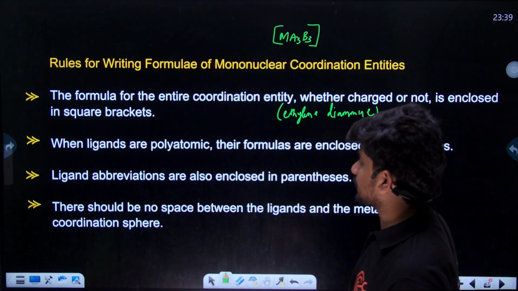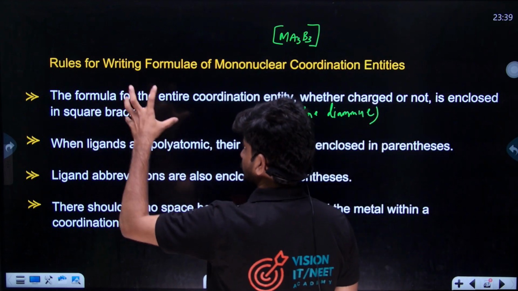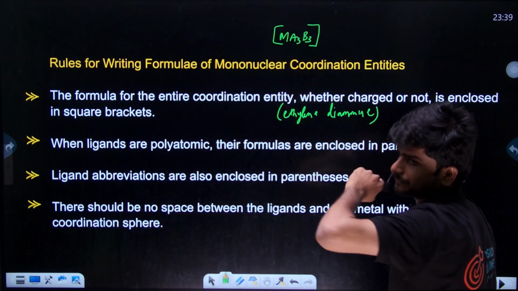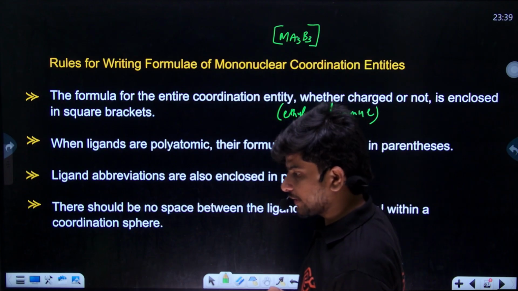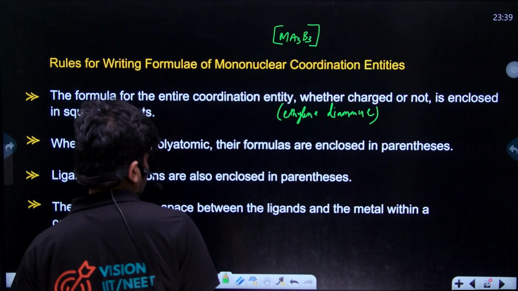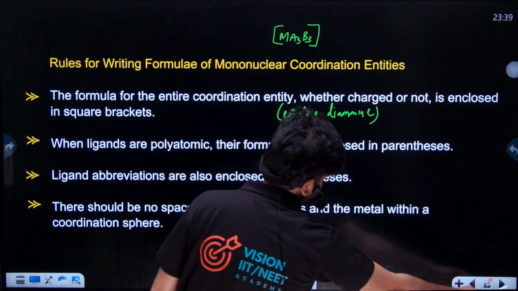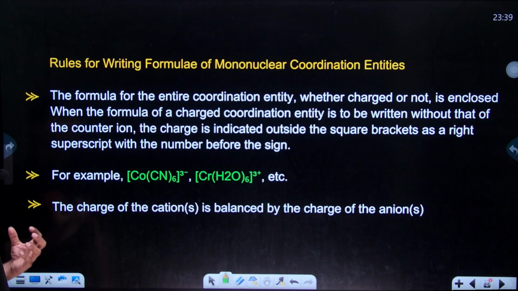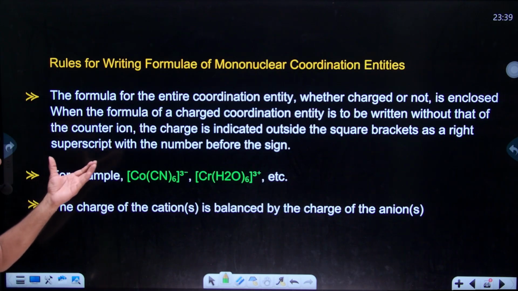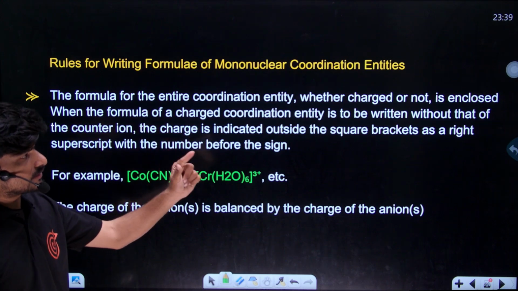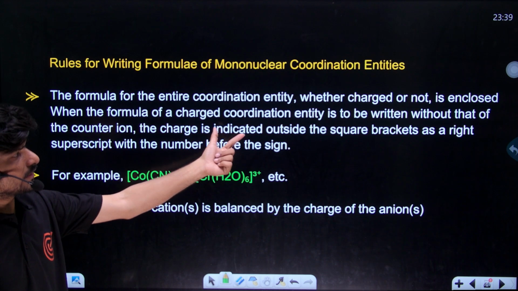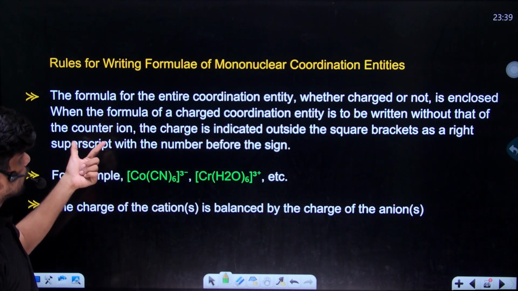You won't write the metal atom here, give some gap, and then write the ligands again. No, you'll write it as MA3B3 in the same way. You won't write it as M separately, Cl separately, Al separately. It's not like that. Next, rules for writing the formula continued. The formula of the entire coordination entity, whether charged or not, is enclosed. The charged coordination entity is written without the counter ion.